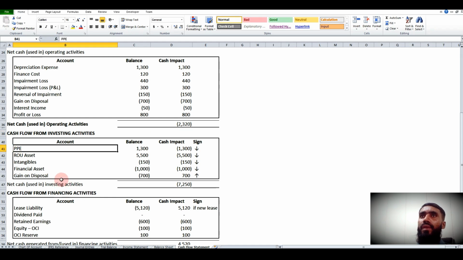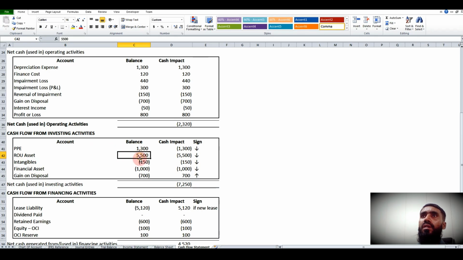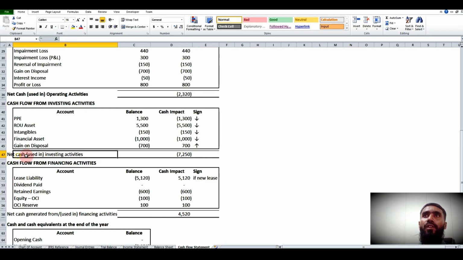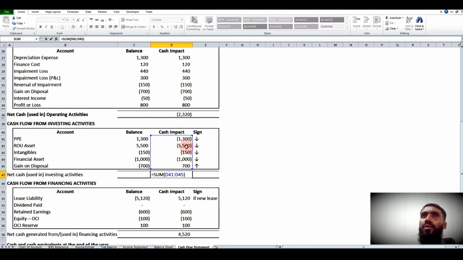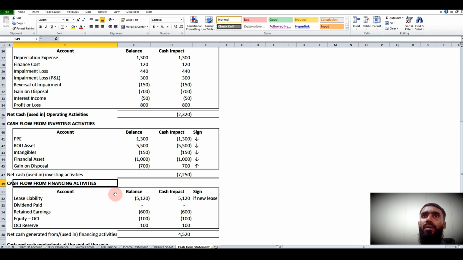Cash flow from investing activities. Here I have invested in property, plant and equipment 1300, ROU assets 5500, intangibles. Negative sign means decreasing the cash, positive means increasing the cash under cash flow from investing activities. Net cash used in investing activities. Now, here is the sum.